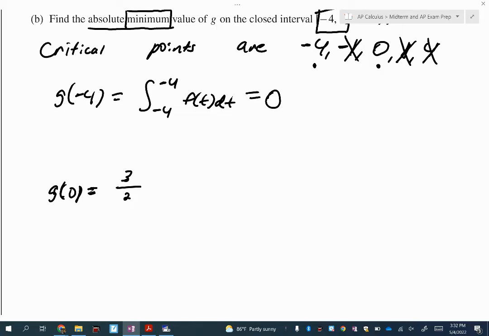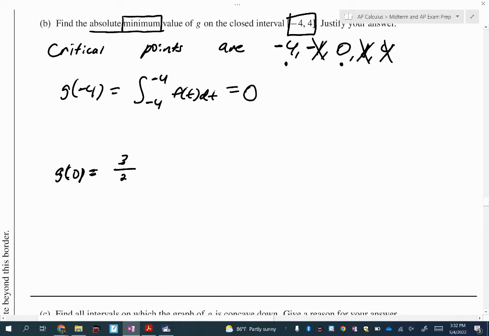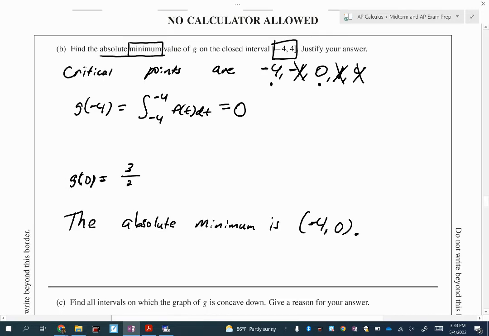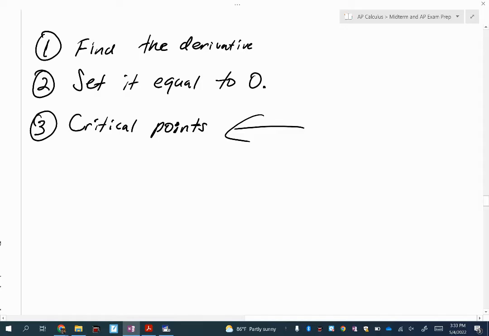0 is smaller. So what is the absolute minimum on this interval? -4, 0. The absolute minimum is... Okay. Key takeaway is remember the steps to find those critical points.